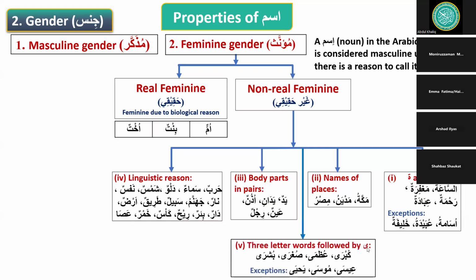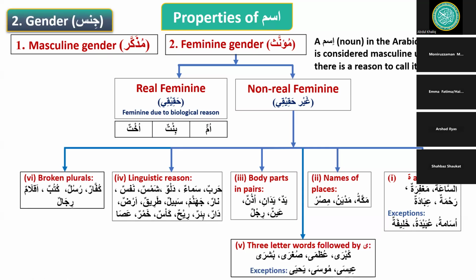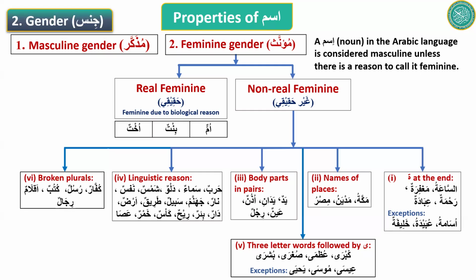Then three-letter words where the fourth letter looks like a ya, like Kubra, Uzma, Sughra, Bushra. The majority of the time they will be feminine, except in very minor cases, with words like Isa, Musa, Yahya, which sound and look very similar, but they are not feminine. They are masculine. There are some exceptions. And the last thing, broken plurals. Because now we know what a broken plural is, we can say broken plurals are treated as feminine as well. The Arabs just use them in their sentences as if they were feminine, generally.